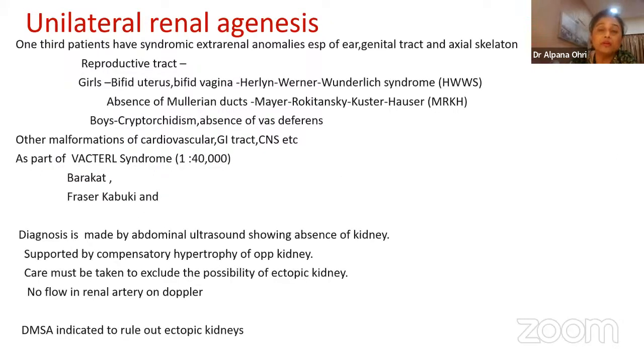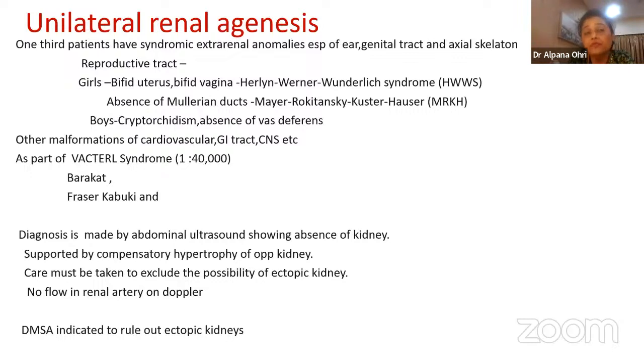Besides the urological malformations, other malformations may be seen in the ear, genital tract, and axial skeleton. These are the 3 most common other organs which are involved with the renal malformations. And in the reproductive tract, the girls may have a bifid uterus or bifid vagina, and boys may have cryptorchidism or absence of vas deferens.